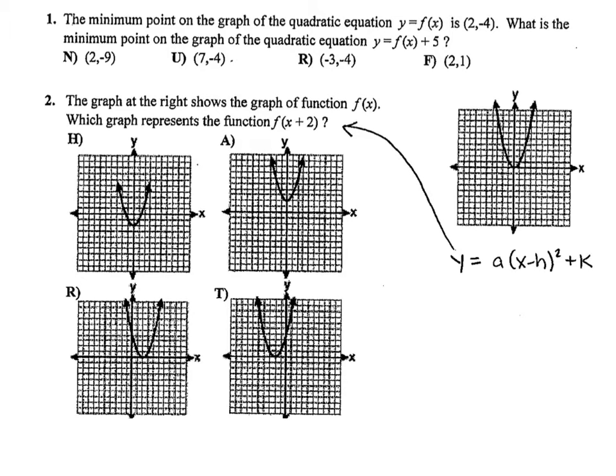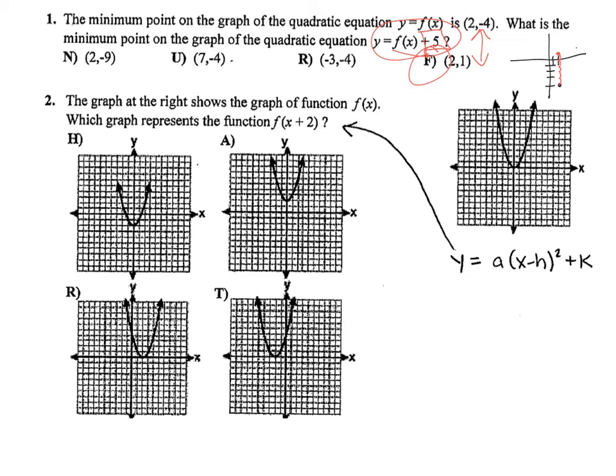Okay, so we've got this equation on number 1 and it says that the minimum point is (2, -4), which means that if I were to graph it, it'd be at (2, -4), right there. Now this 5 is what's going to move it up and down. That's like our K. Remember HK? So the 5 is going to move it up. 1, 2, 3, 4, 5. So what is going to be the new minimum point? It's going to be (2, 1). Okay? All right.